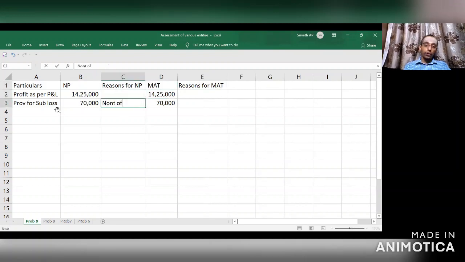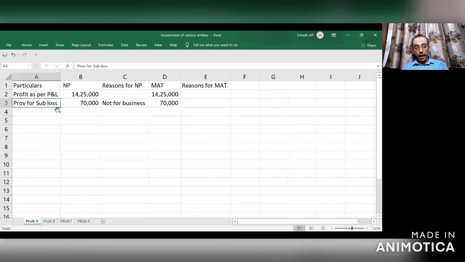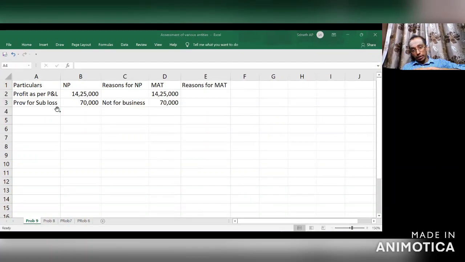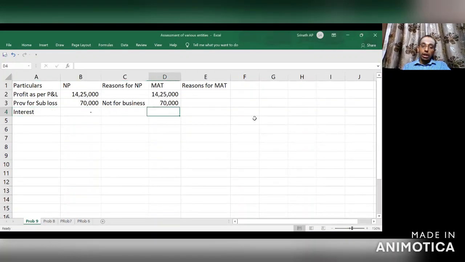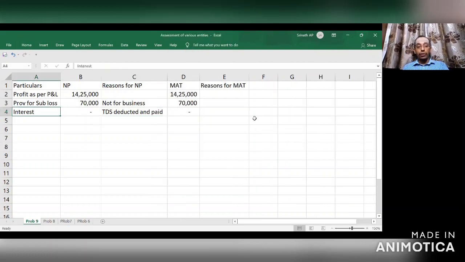Under normal provisions, it is not for business. It's not for your business purpose, therefore it has to be added up. And ideally, these numbers were all interest paid to the buyers on 28/2/2021. It should have been for the advance on which tax has been deducted in May 2021 and deposited. Because of the changes in the numbers, we will say interest allowed as deduction. TDS deducted and paid, therefore it is allowed as deduction.